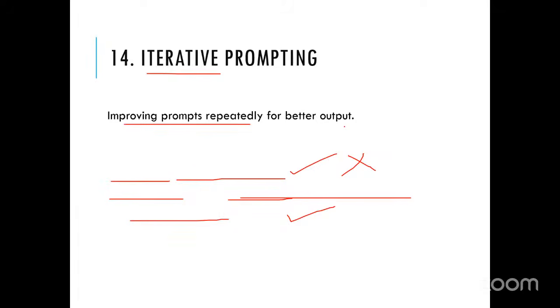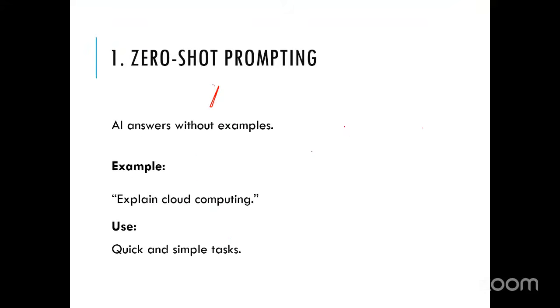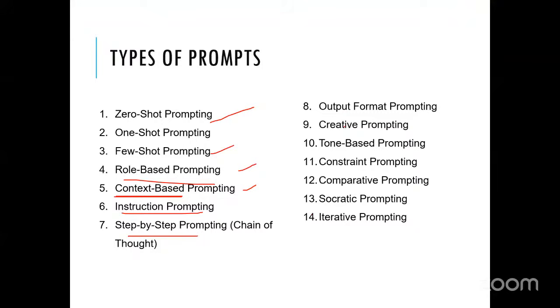And the 14th one is iterative prompting. Here you give a basic prompt, and then you improve the prompt in the next. For example, see here, the first prompt is: write about AI. The improved prompt is: write a 150 word beginner friendly introduction to AI with examples. It refines AI responses. So up to this, you are clear. Now you're clear with all the 14 types.